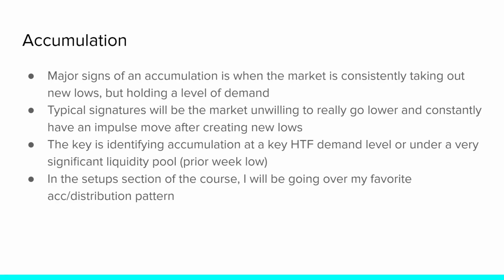Major signs of an accumulation is when the market is consistently taking out new lows but holding a level of demand. So if we're at a support level and you see the market make new lows, but then you start to see impulse moves up, the market just has this unwillingness to head lower. That's typically a sign that the market is accumulating orders, especially if the price is at a specific area of support, like an order block, imbalance, whatever. That's a very, very prominent sign.